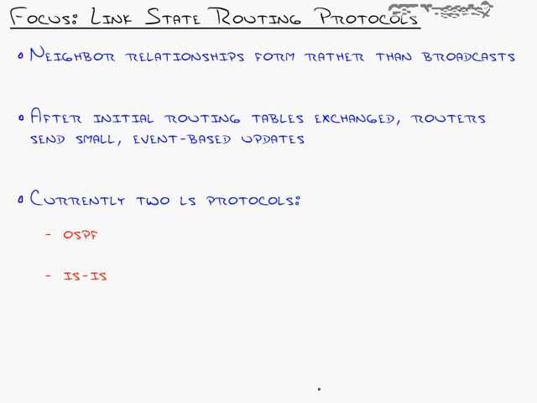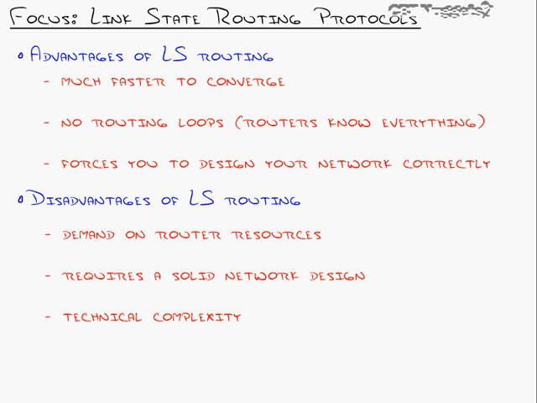So there are only two link state routing protocols that exist today. That is OSPF, that's what we're going to talk about here, and ISIS, which is covered more in the CCNP curriculum. So to wrap up this conceptual video on routing protocols, let's look at the advantages and disadvantages of using a link state protocol.